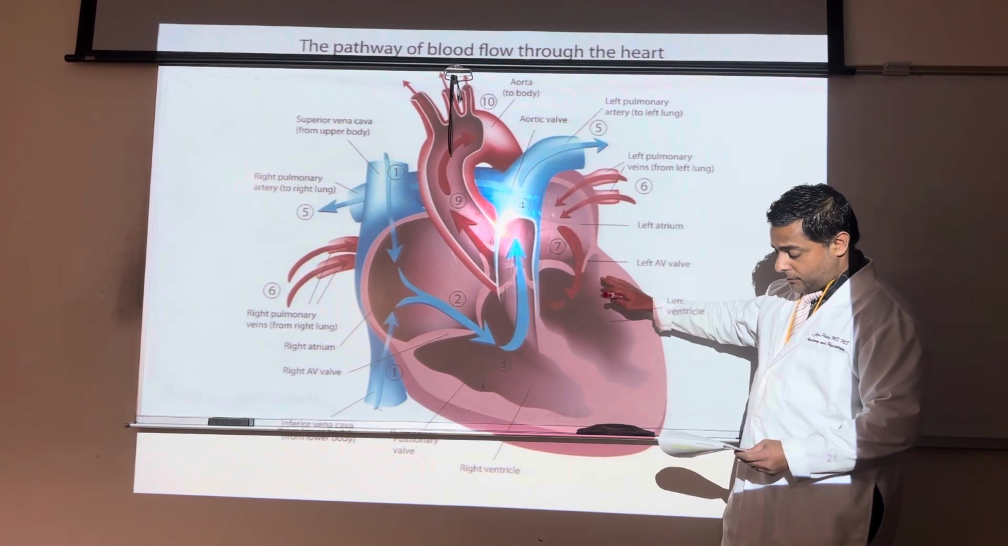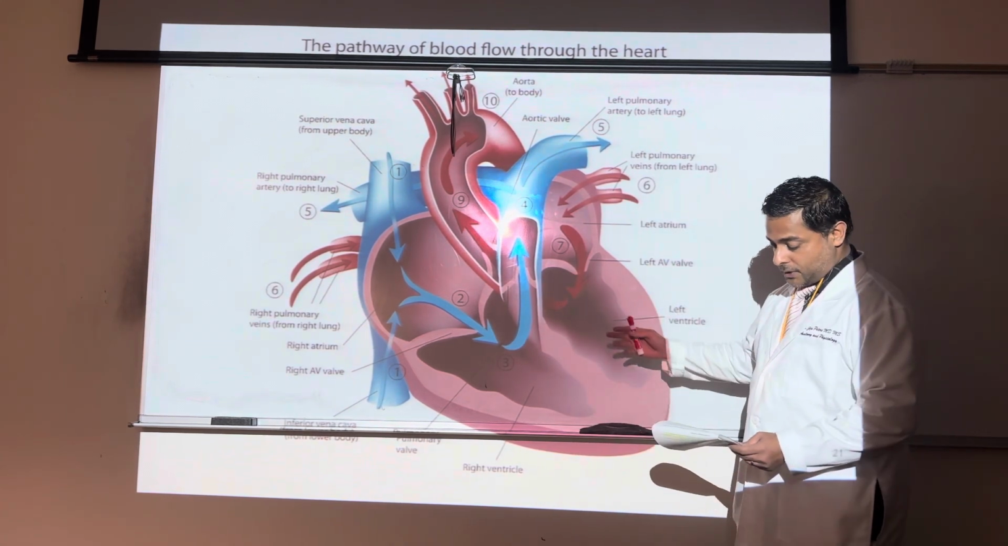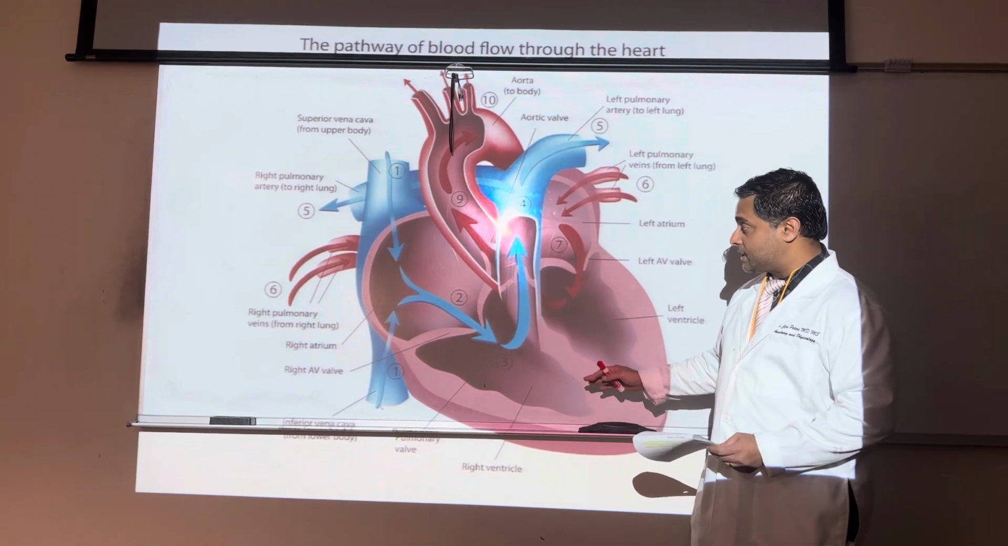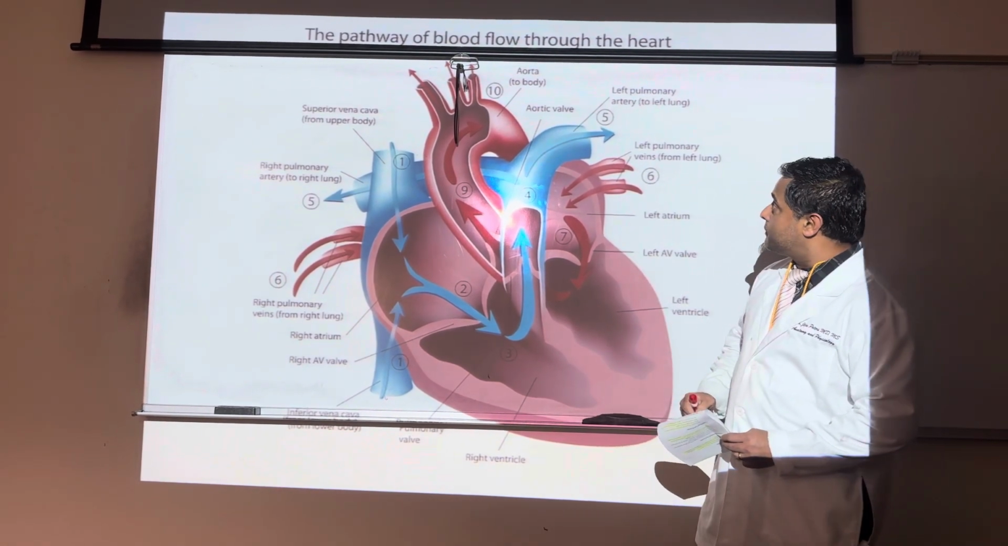So this journey of blood flow through the heart's chambers is what keeps our bodies supplied with oxygen and supporting all bodily functions. Hopefully that helped you understand the pathway of the blood flow through the heart.